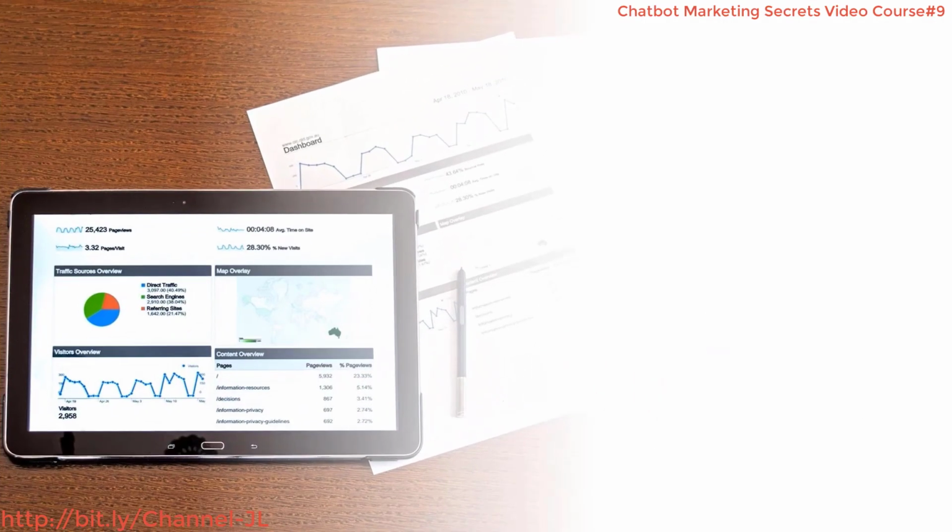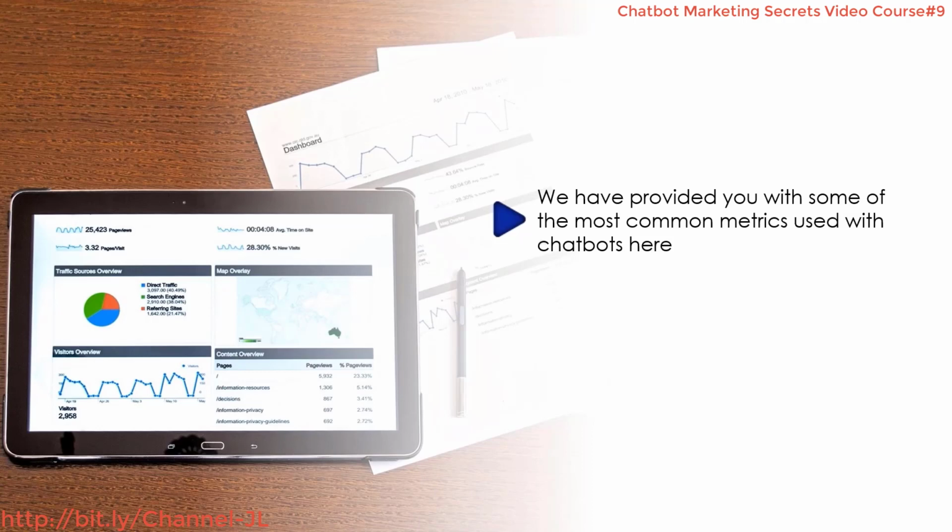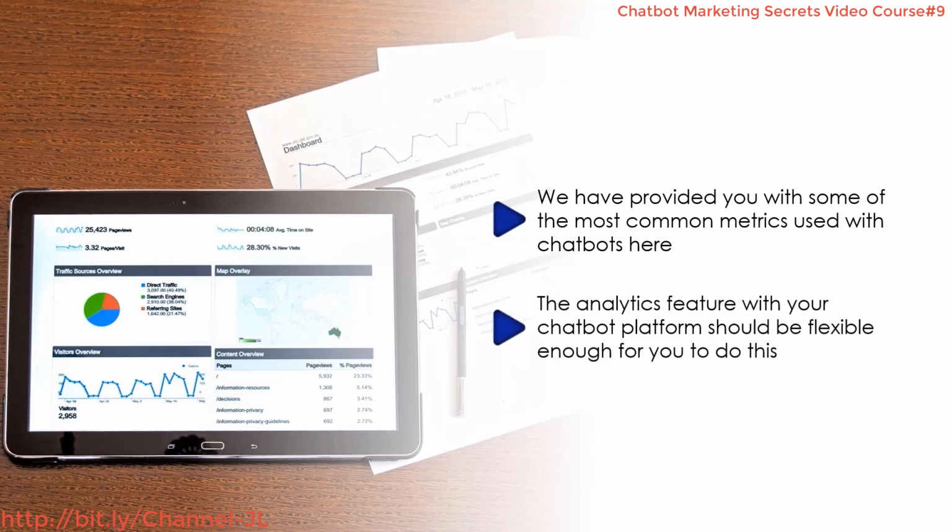Having invested in chatbot technology, you need to know what return you are getting on your investment. We have provided you with some of the most common metrics used with chatbots here. You may need to create more that are specific to a project that you are running, for example. The analytics feature with your chatbot platform should be flexible enough for you to do this. Reviewing your chatbot analytics regularly is an integral part of testing your chatbots.